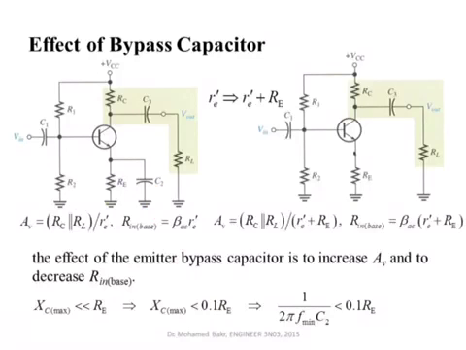Now we could see that having this bypass capacitor creates a benefit and it creates a problem. Removing it reduces your gain because instead of dividing by RE dash, you divide by RE dash plus RE. But on the other hand, it increases your input resistance, which is a desired feature in any amplifier.